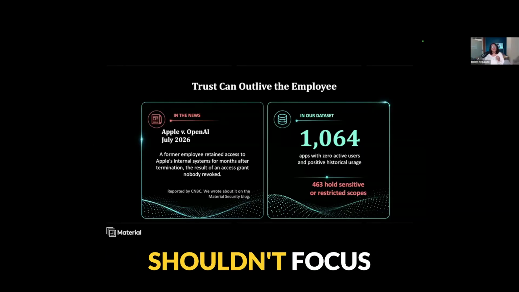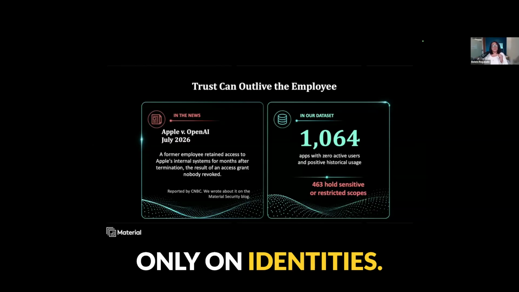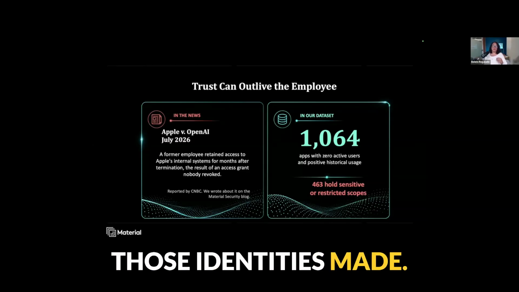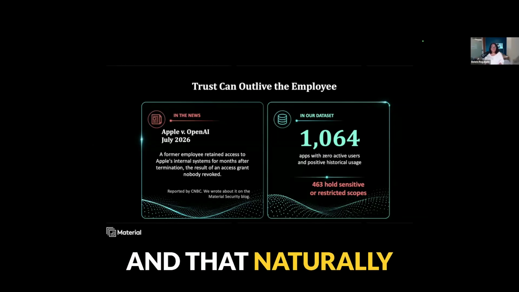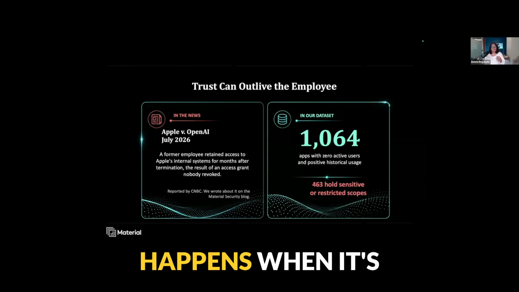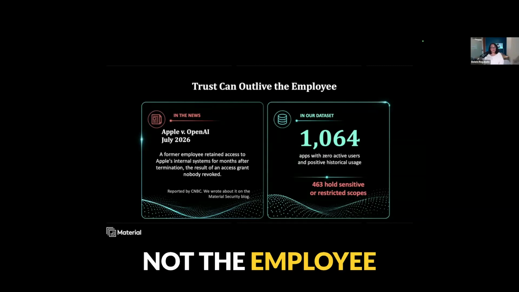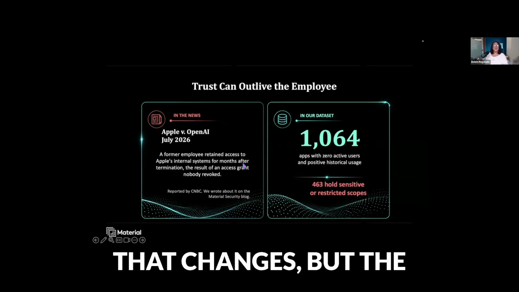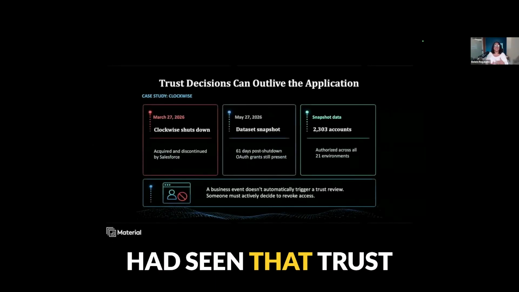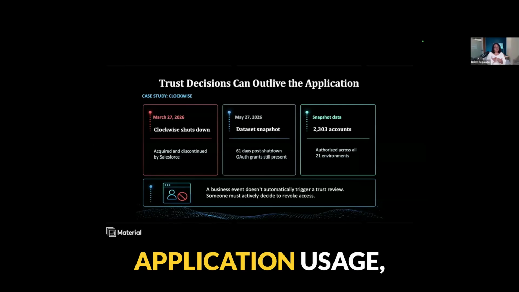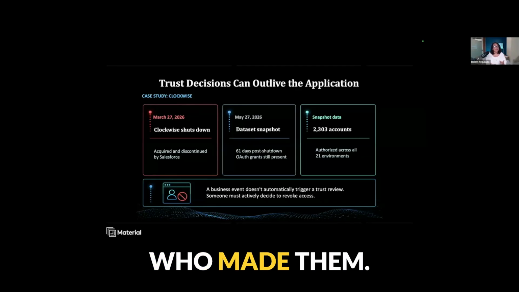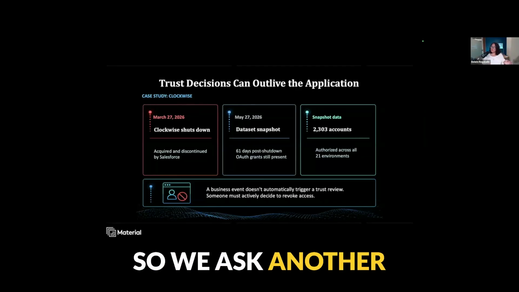Employee offboarding shouldn't focus only on identities. It should also include the trust decision those identities made. And that naturally led us to ask another question. What happens when it's not the employee that changes, but the application itself? At this point, we had seen that trust decisions can outlive application usage, and they can even outlive the employee who made them. So we ask another question.